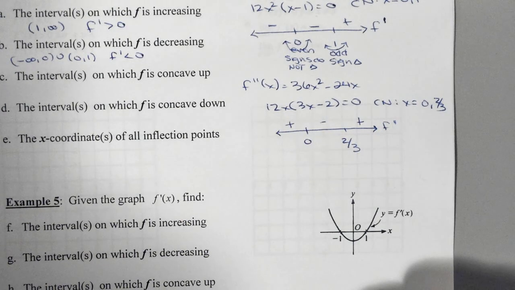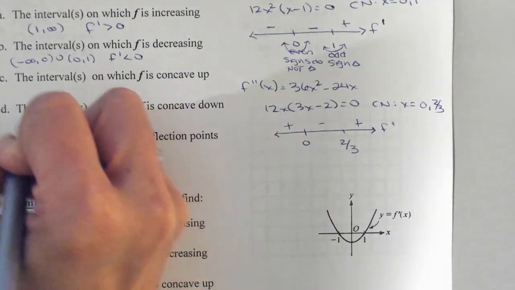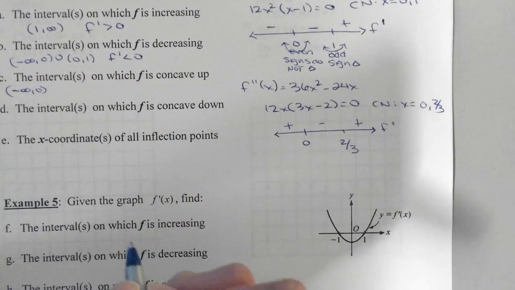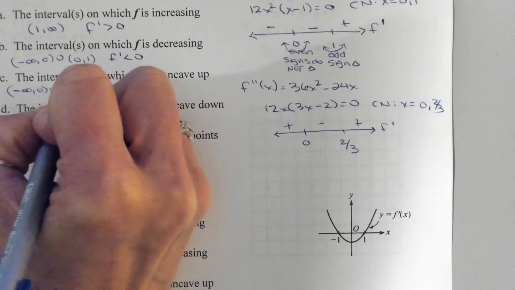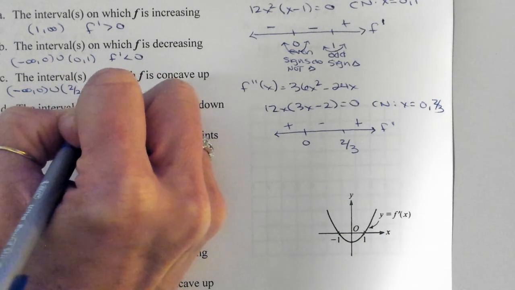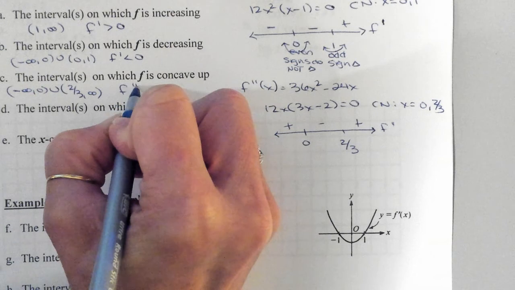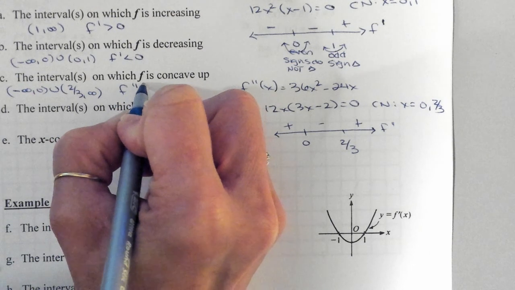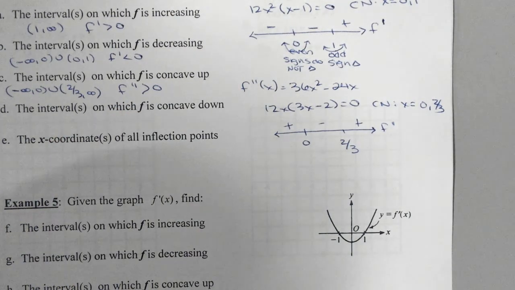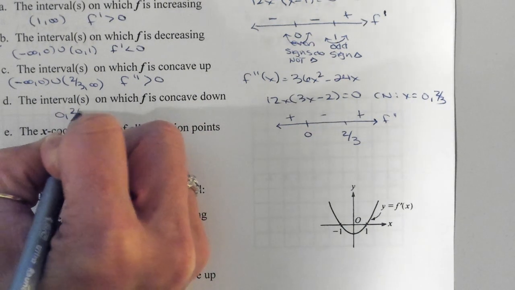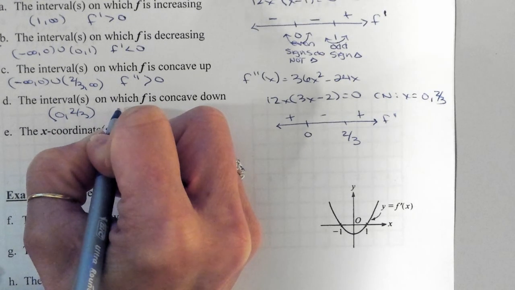I'm sorry, not all at once. Yes, negative infinity to 0. Anywhere else? Oh, 2/3 to infinity. Justification? F double prime is greater than 0. Okay? Concave down. 0 to 2/3. Justification?